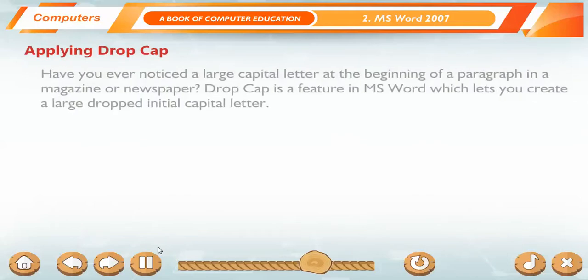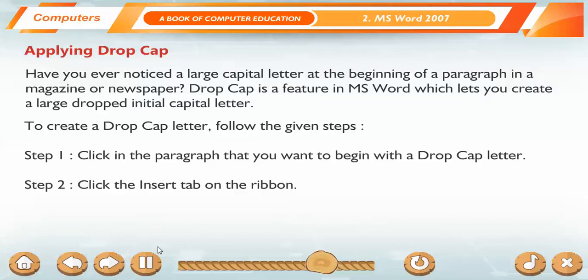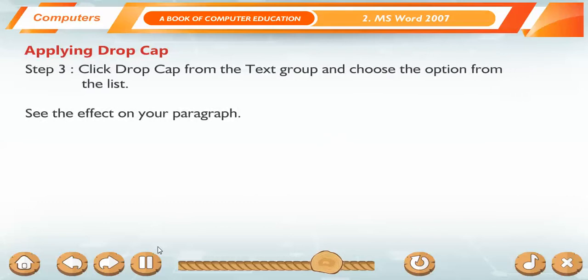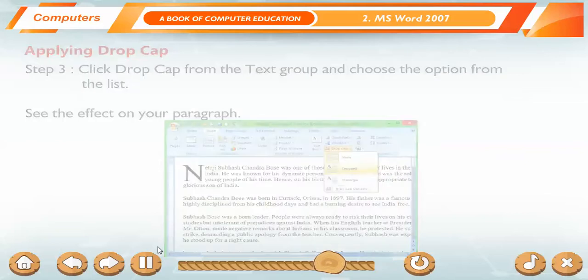Applying drop cap. Have you ever noticed a large capital letter at the beginning of a paragraph in a magazine or newspaper? Drop cap is a feature in MS Word which lets you create a large dropped initial capital letter. To create a drop cap letter, follow the given steps. Step 1. Click in the paragraph that you want to begin with a drop cap letter. Step 2. Click the Insert tab on the ribbon. Step 3. Click Drop Cap from the Text group and choose the option from the list. See the effect on your paragraph.